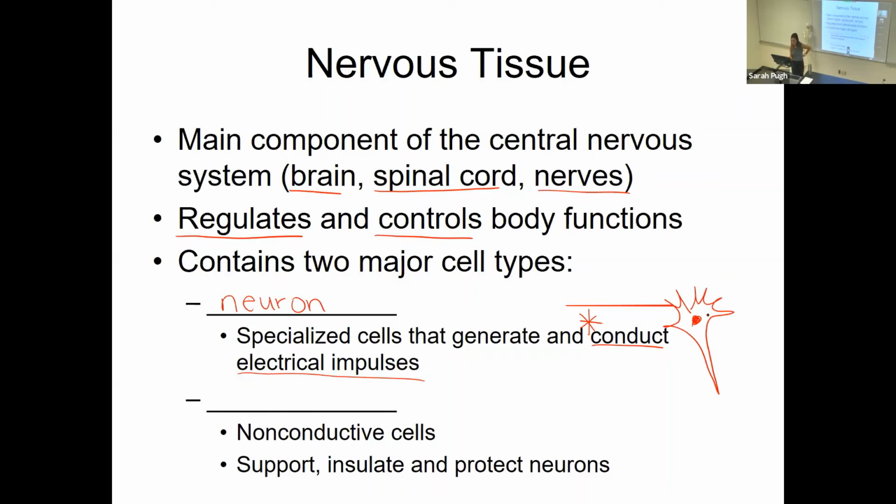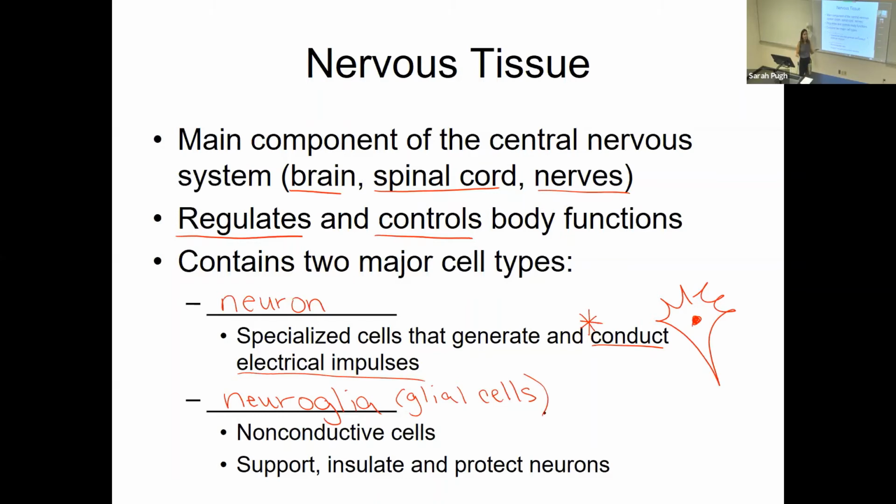Now, the other kind of cell that we have are called neuroglia. Sometimes we also call these glial cells. Okay, it's the same thing.